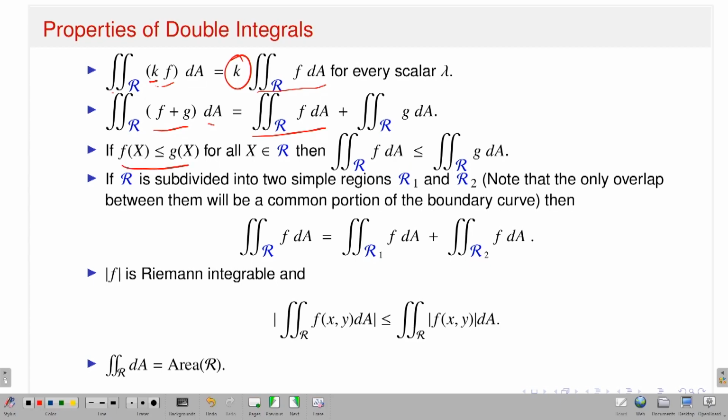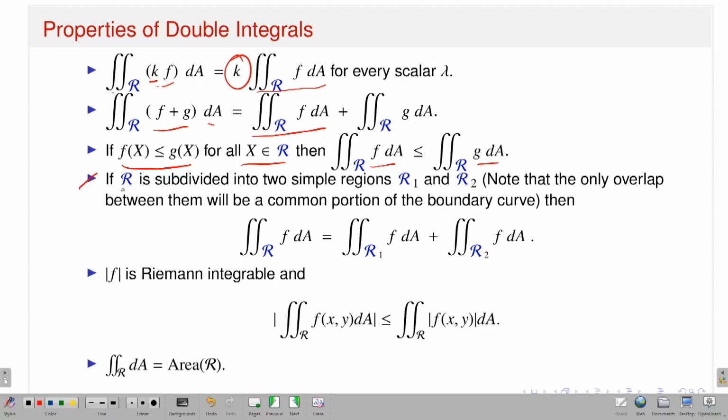Okay, some kind of linearity actually. If f(x) is less than or equal to g(x) for all x in the rectangular region, then the corresponding value of the double integral of f is dominated by the value of the double integral of g. Okay, so that kind of ordering relation follows.